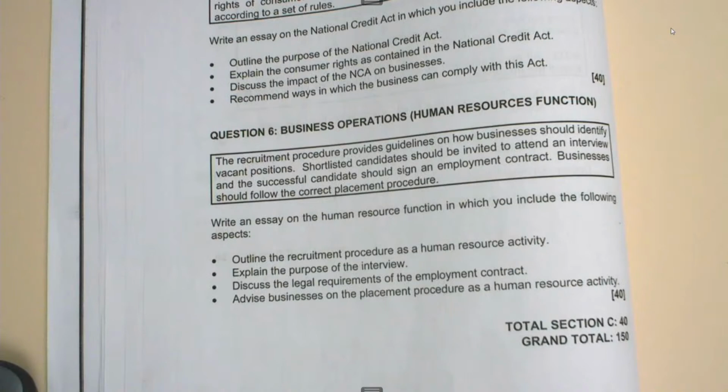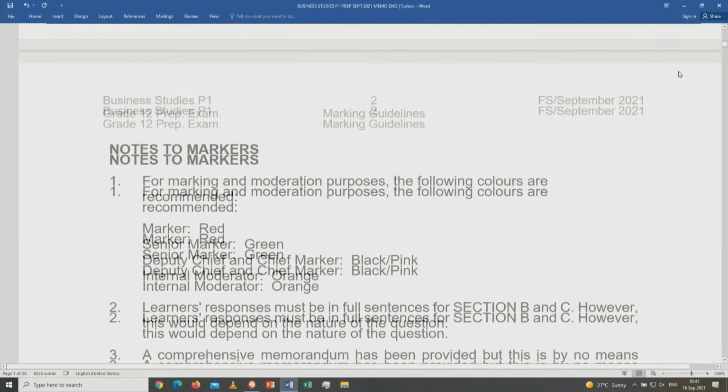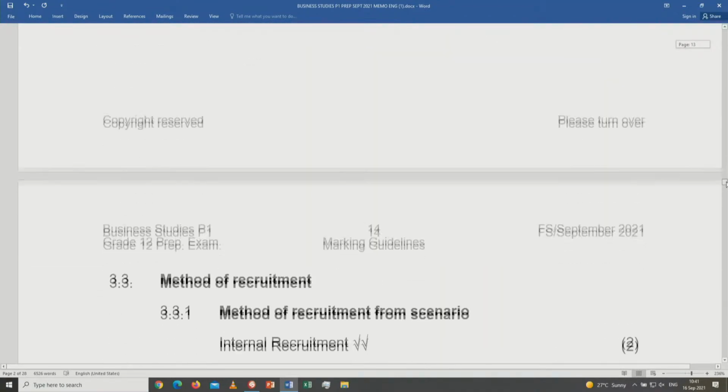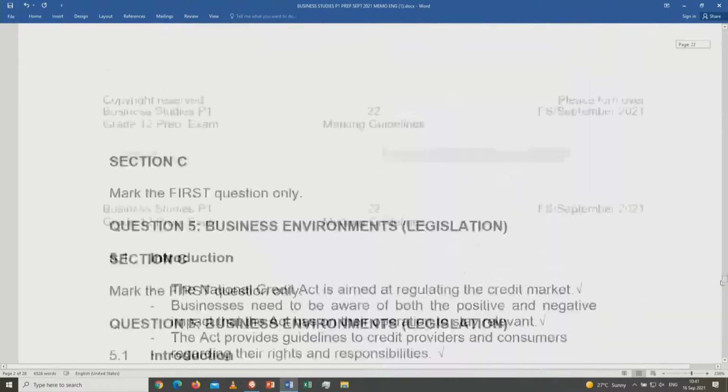Write an essay on the human resource function in which you include the following aspects. 1. Outline the recruitment procedure as a human resource activity. Explain the purpose of the interview. Discuss the legal requirements of an employment contract. And lastly, advise businesses on the placement procedure as a human resource activity. Let's go to the marking guideline. And here now we are going to the last question.